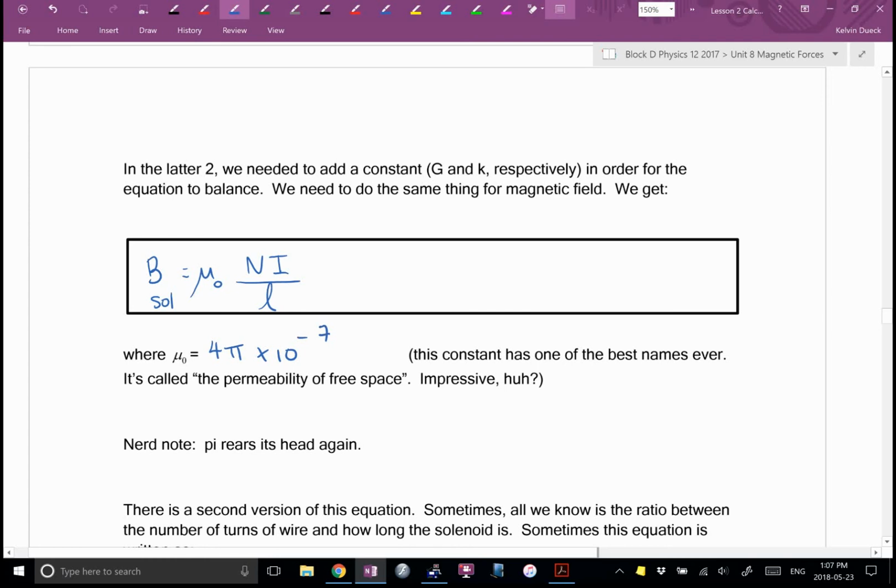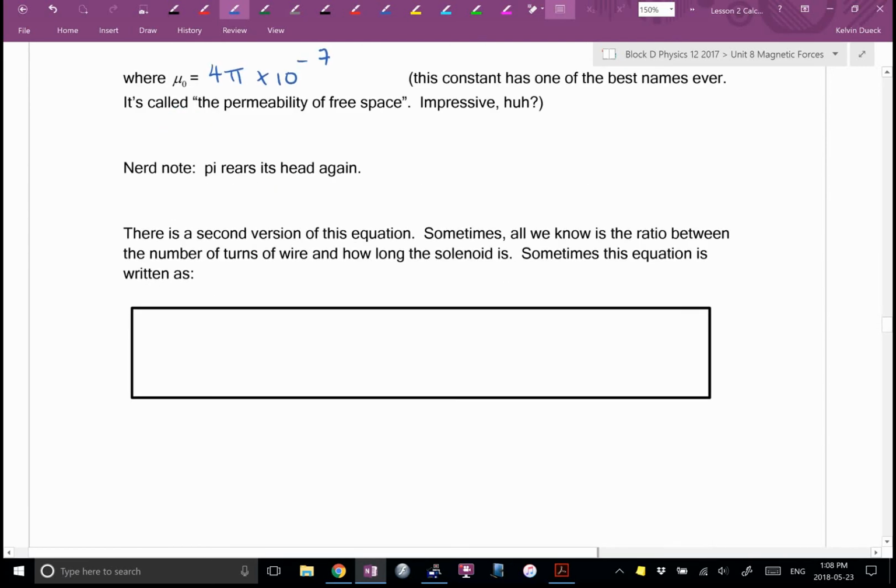And then the units are whatever the units need to be to give you an answer in Teslas. This constant has one of the best names ever. It's called the permeability of free space. I love that name. What's the permeability of free space? What's 4 pi times 10 to the negative 7? All of you, for the next few questions, need to try these on your calculator because some of your calculators won't let you type 4 pi times 10 to the negative 7. You'll get an error. If they do, let me know.